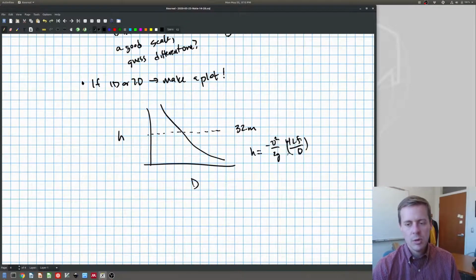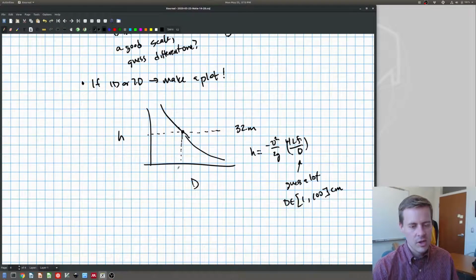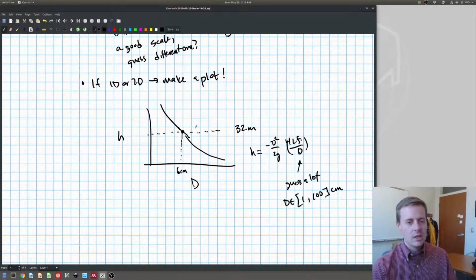Okay, so suppose I plug this in, right? And I just guess a bunch of d's, a whole range of them. D maybe goes from 1 to 100 centimeters. Now I didn't have to come up with a good guess at all. I just guessed a bunch of them, and then I look where it crosses. It crosses right there. That looks like it's around 6 centimeters, okay?